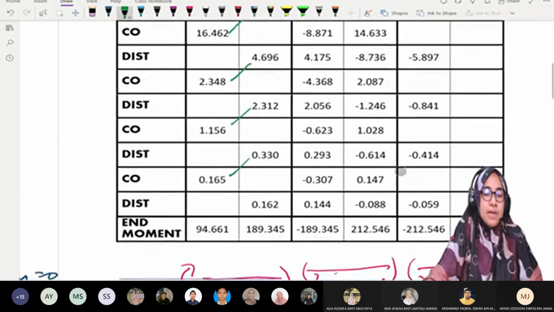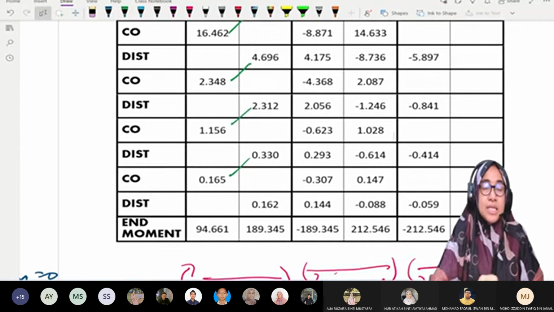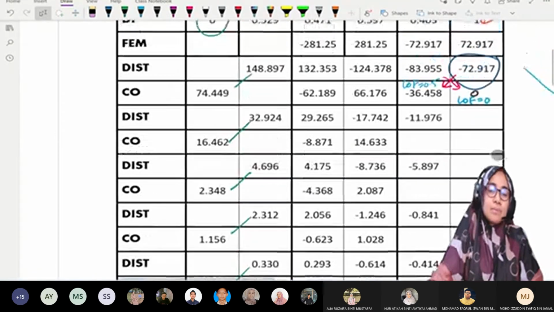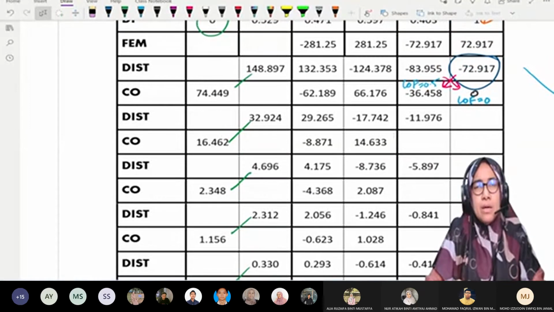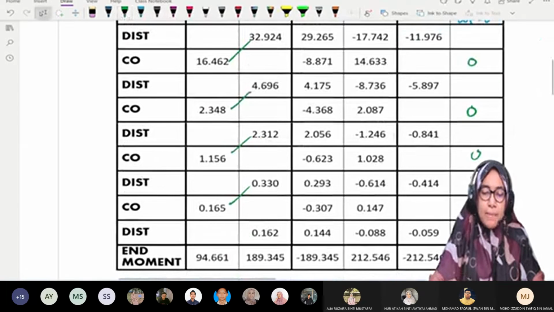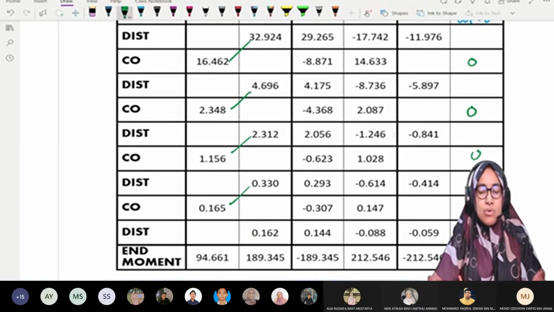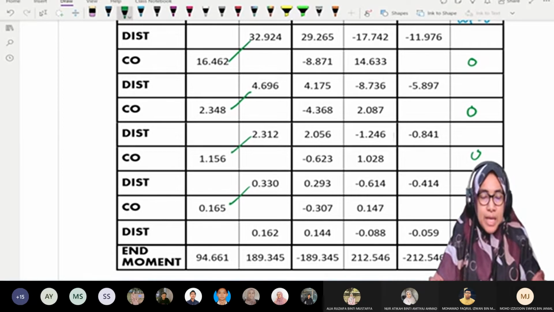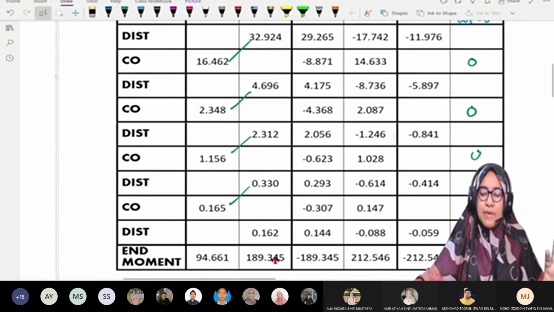Okay, the value because this is pin. This is fixed. But when the end is pin or the end is roller, so the factor is 0. So all here is 0. Even though dia ada value, but you time with 0, the factor is 0. Time with 0, the factor is 0. Sampai habis, the factor is 0. And then you get 0 lah. Okay. Do you have any more question?